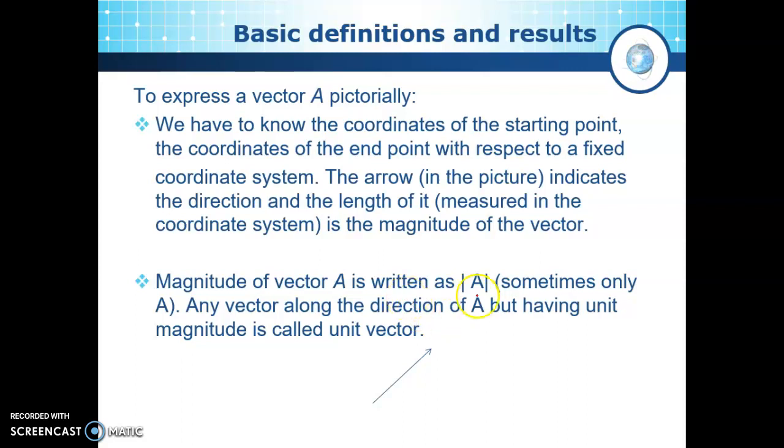Okay. Sometimes only A, some people write A only. Any vector along the direction of A but having unit magnitude is called unit vector. So you have to differentiate between vector and scalar. You should be able to differentiate what is a vector and what is a scalar.